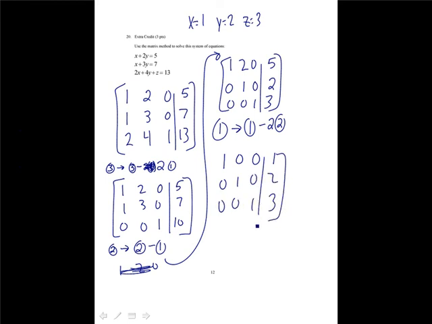It was a relatively easy matrix. X equals 1, y equals 2, z equals 3. And I gave you 3 extra credit points for that. I also gave partial credit for this, so if you just got it part right, I gave you 1 or 2 points.